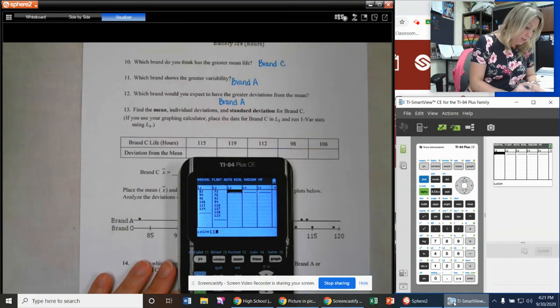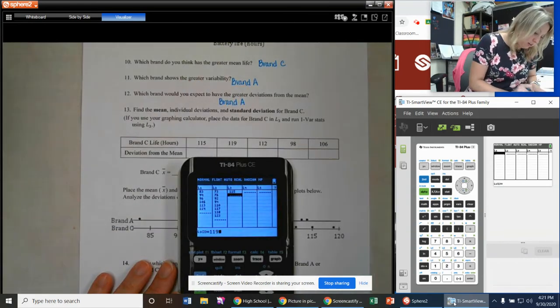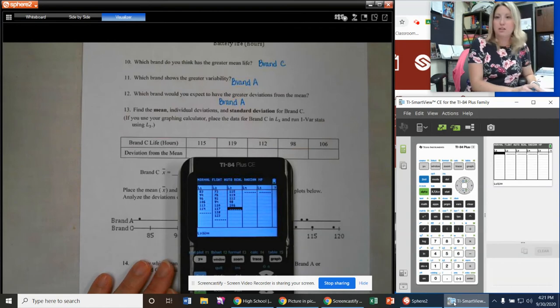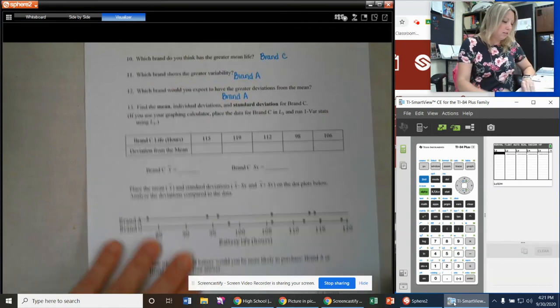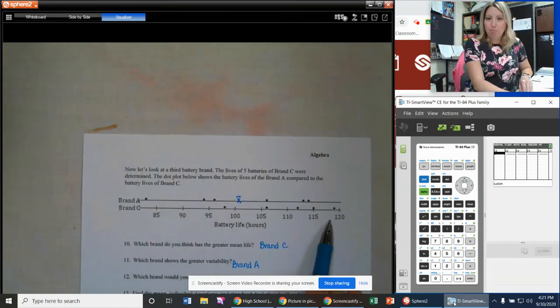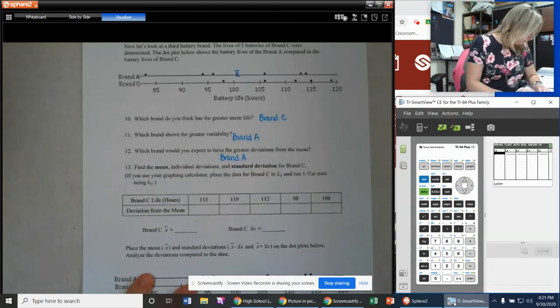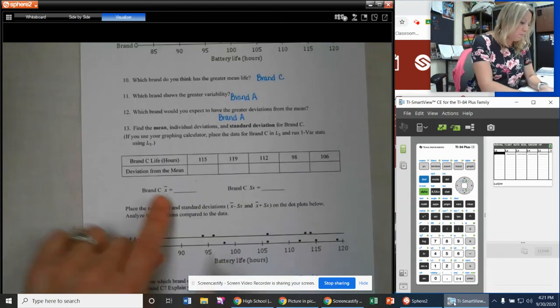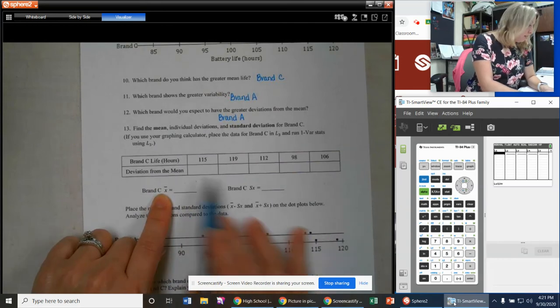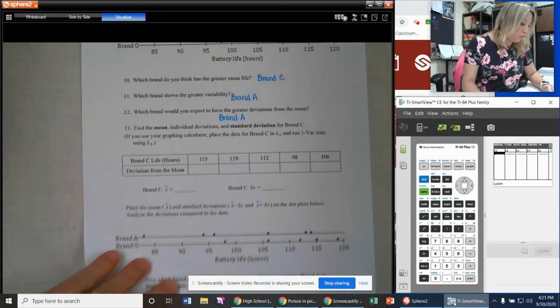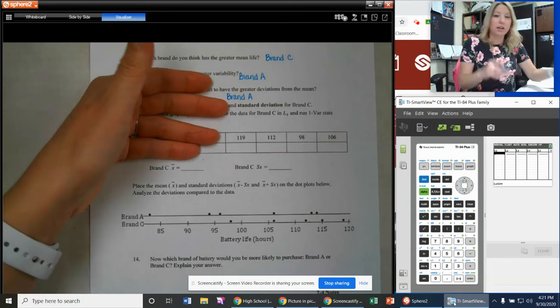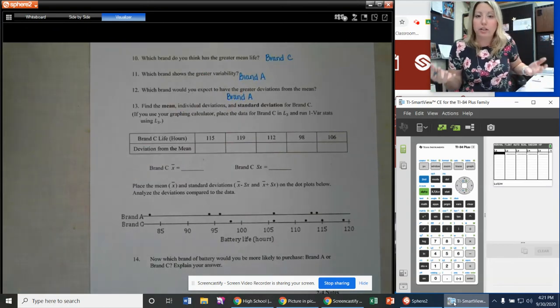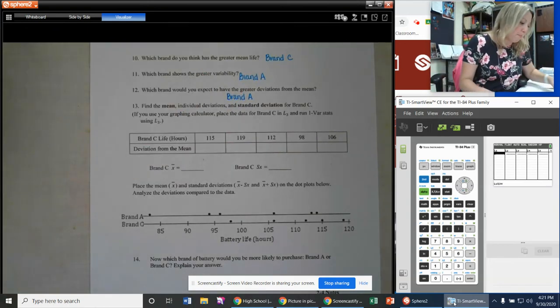So 115, 119, 112. Oh, I was right about 119 and 98. Awesome. That was really a guess just based on the poorly scaled dot plot, but those guys were close enough there. And now let's figure out the mean and the standard deviation. Let's figure out each of the deviations from the mean, and then let's say, what are we more willing to purchase? And I've certainly got my answer.